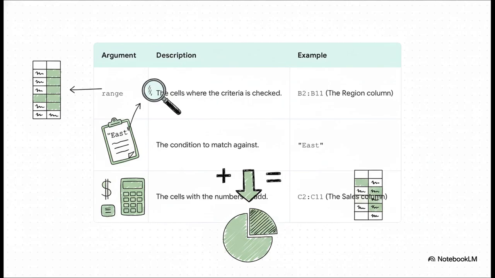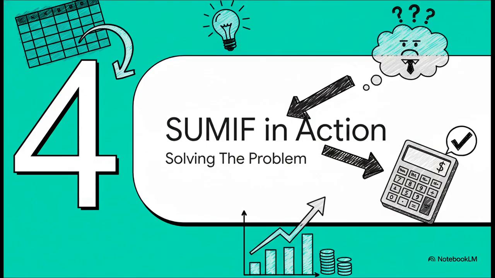The range, well, that's just the column with all the regions in it. The criteria is the specific thing we're searching for, in our case, the word East. And the sum range is the column with all the sales numbers we want to total up. It just makes sense. All right, that's enough theory. Let's see this thing actually work. Let's solve our manager's problem and get them that number right now.